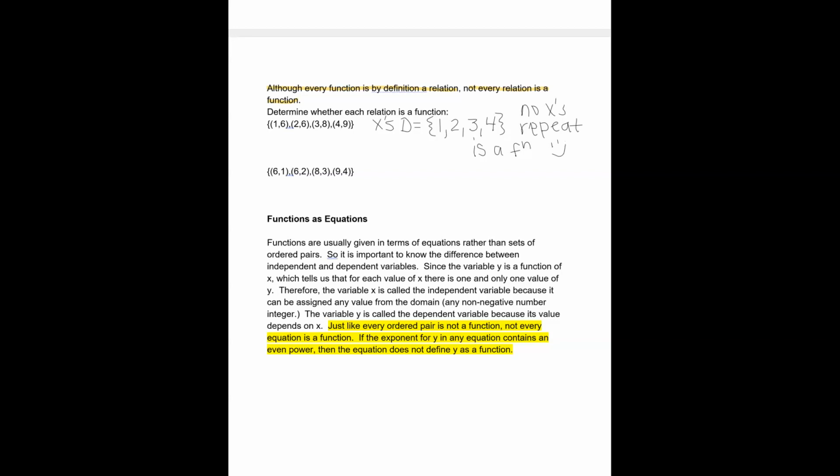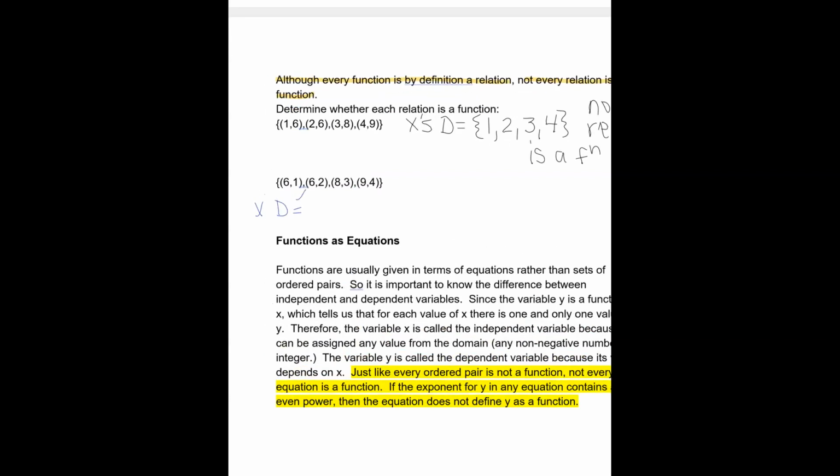Okay, what about this one? What's our domain on this one? Remember, it's our x's.